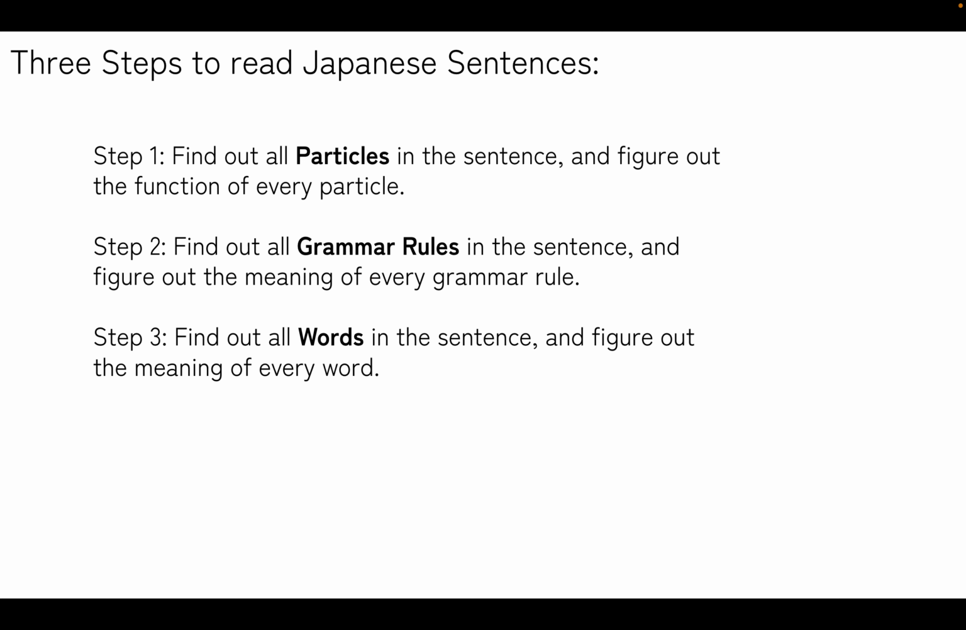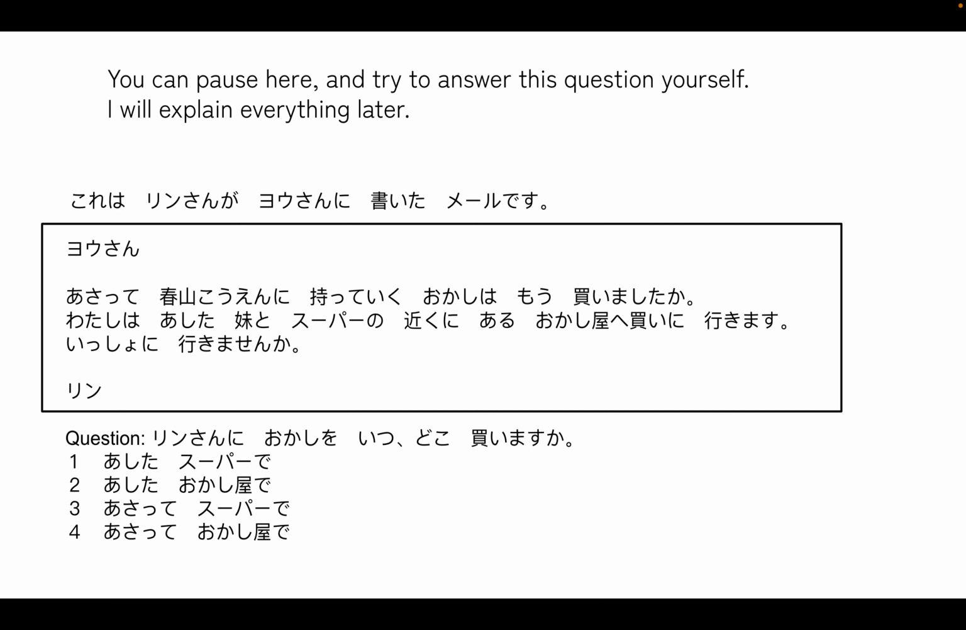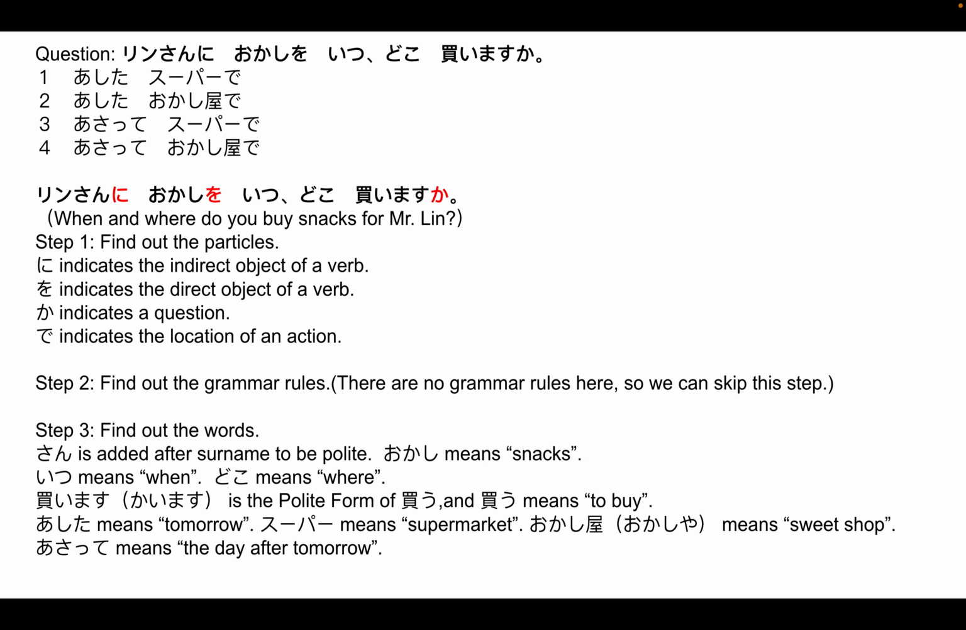3 steps to read Japanese sentences. Step 1 is to find out all particles. Step 2 is to find out all grammar rules. Step 3 is to find out all words. You can pause here and try to answer this question yourself. I will explain everything later. Let's see the question first.